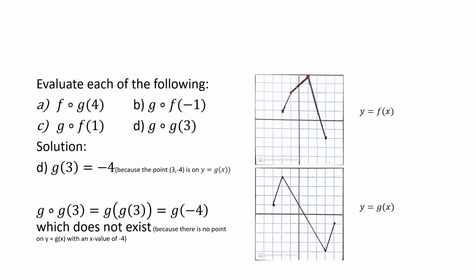And finally, part D, if I want to know g of g at 3, I can say, well, g at 3 is negative 4. So therefore g of g at 3 is g at negative 4, but that doesn't exist because the function doesn't go that far to the left.